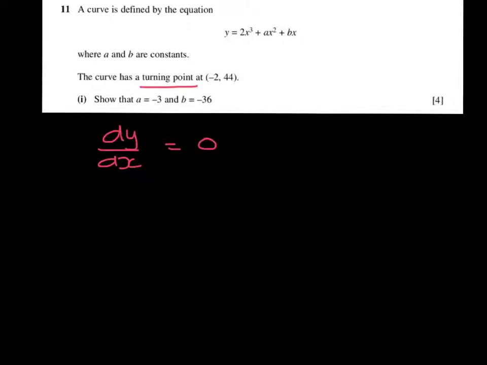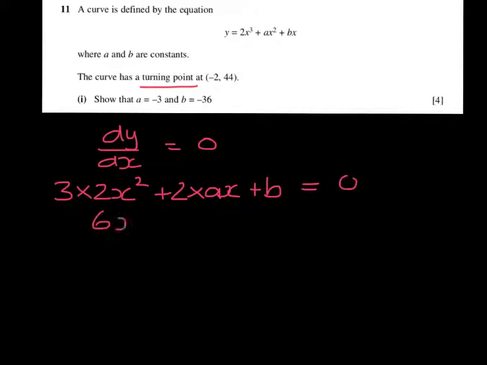So I'm going to take the equation and differentiate it. Bring the power down, so 3 times 2x and take 1 away. Bring the power down and take 1 away from the power, and plus b has to equal 0. So 6x squared plus 2ax plus b has to equal 0.